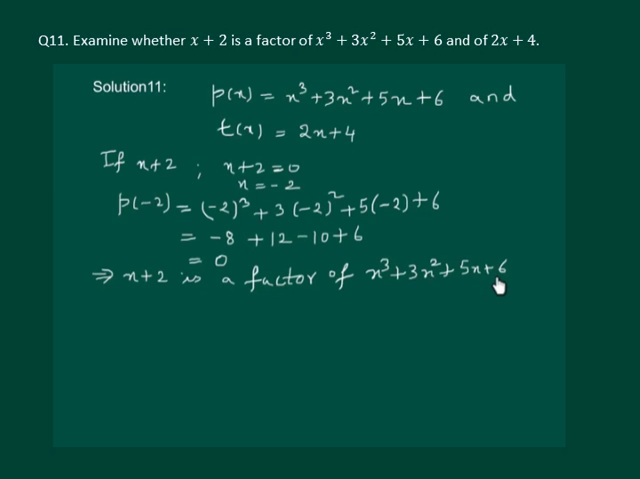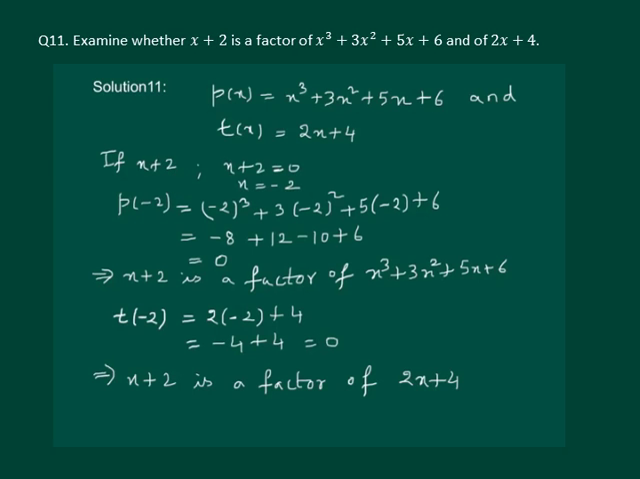Now let us check for t(x). We substitute x equal to -2 in t(x). We get 2 into -2 plus 4 equal to -4 plus 4, which is equal to 0. That means if we divide 2x plus 4 by x plus 2, remainder will be 0. Hence, x plus 2 is a factor of 2x plus 4.